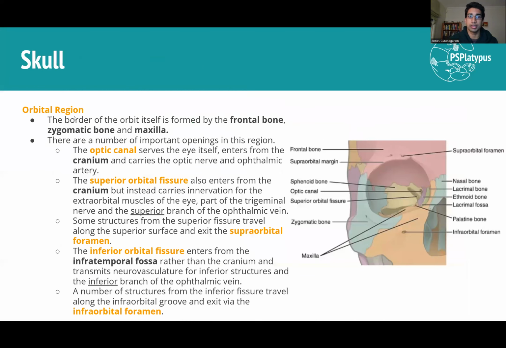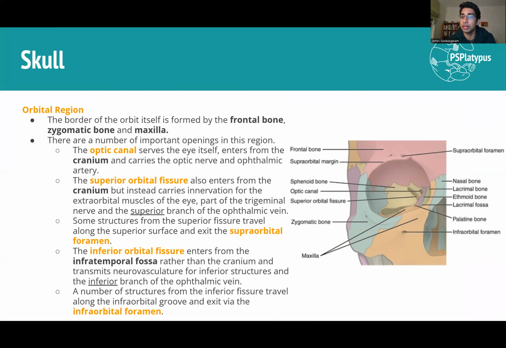All right. Okie dokie. So let's talk about the skull. The orbital region, or the orbital rim. The orbit itself is just what we call a little hole for the eye. In the orbital rim itself, we get the frontal bone at the top, that's in red, the zygomatic bone in blue, and then the maxilla in orange.